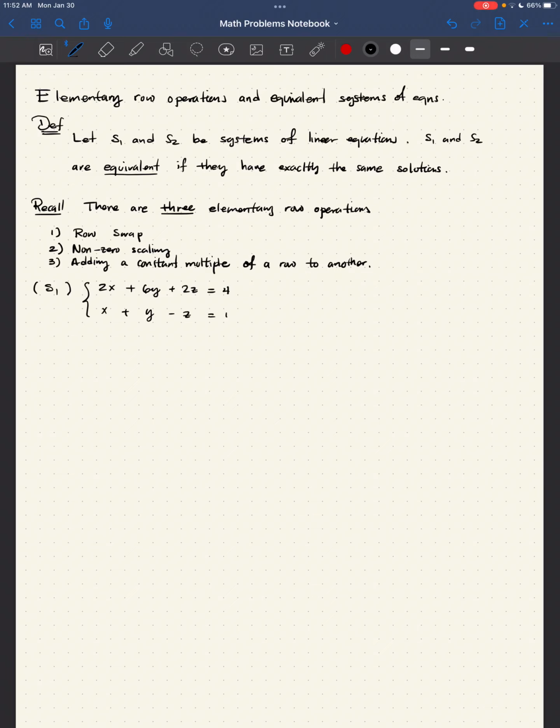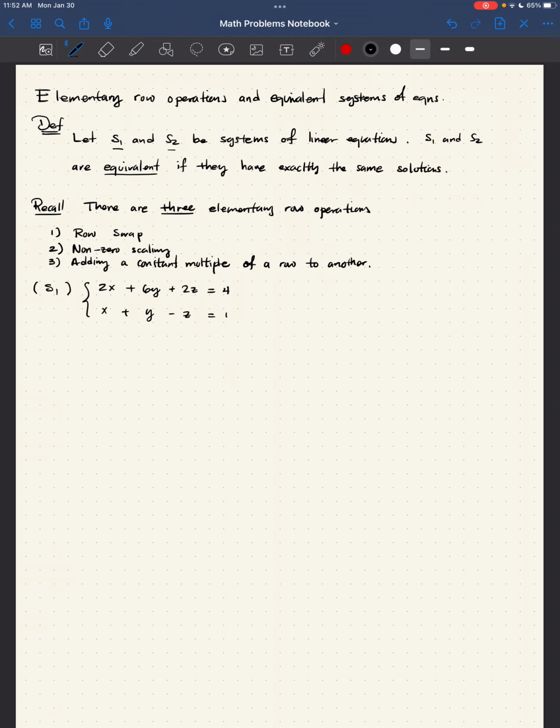Hello. Today I'd like to discuss a little bit about elementary row operations and equivalent systems of equations. To start with this discussion, I would like to say the following in terms of the definition. Let S1 and S2 be systems of linear equations with the same associated unknowns.